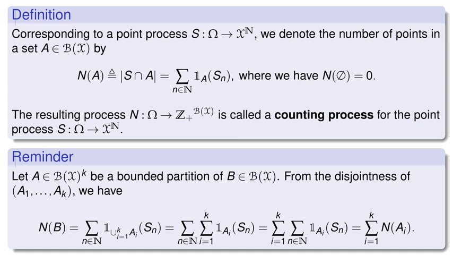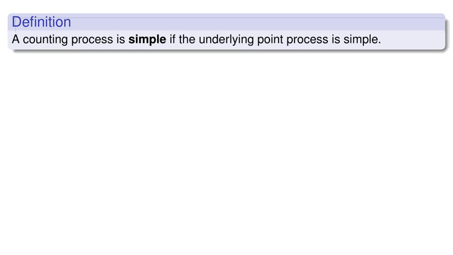Swapping the summations, this becomes the sum from i equals 1 to k of the sum over n in N of the indicator that S sub n is in A sub i, which is simply the sum from i equals 1 to k of N of A sub i. Now a definition: a counting process is called simple if the underlying point process that generates it is simple.